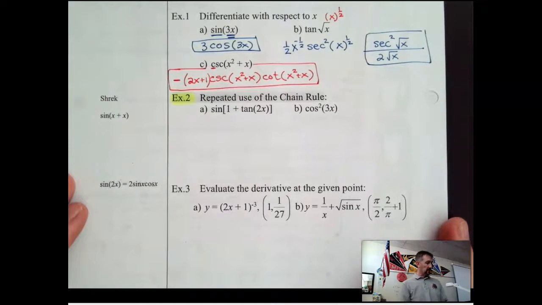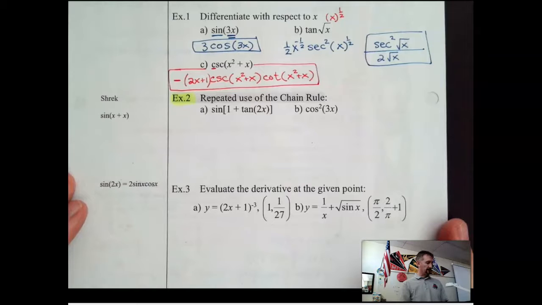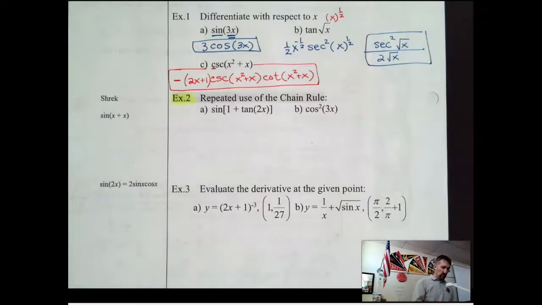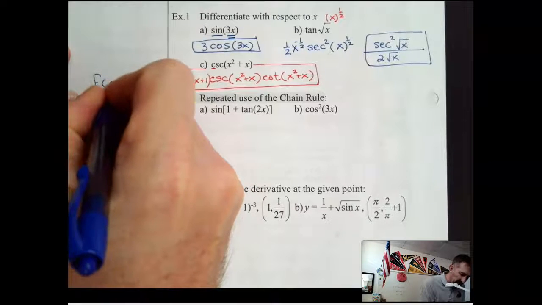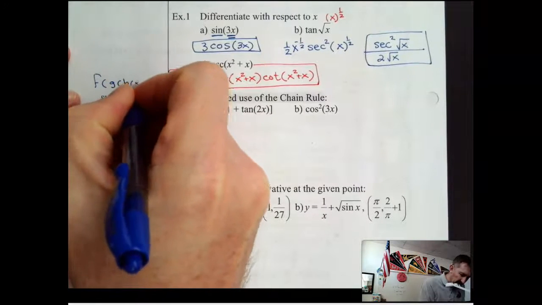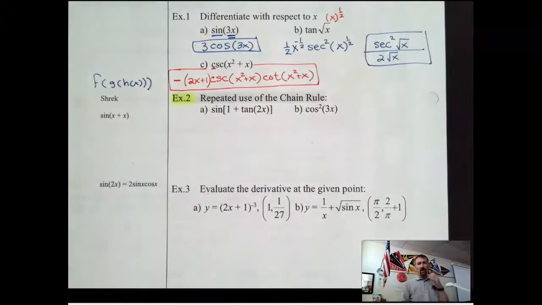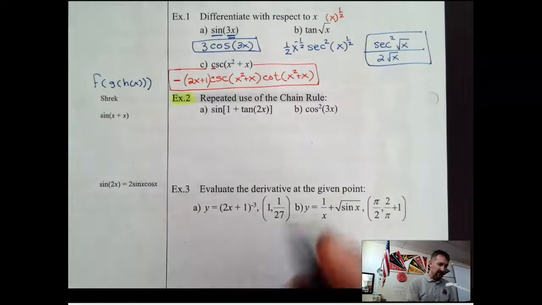Now, repeated use of the chain rule. That's if you have multiple layers. I call this the Shrek question. So I've got f of g of h of x. I don't know if you remember from the first Shrek, where he says he's like an onion, and Donkey says, why? Because you stink and make people cry, or something like that. And Shrek says, no, because I have layers. Many layers to me.